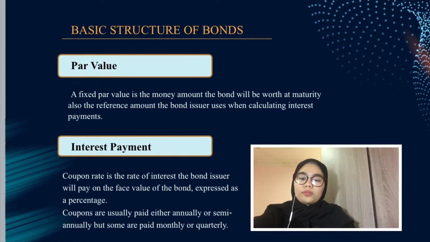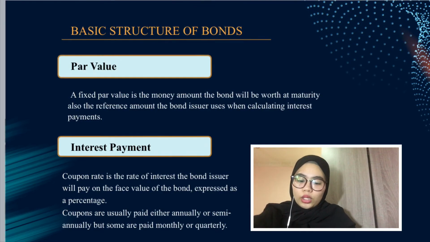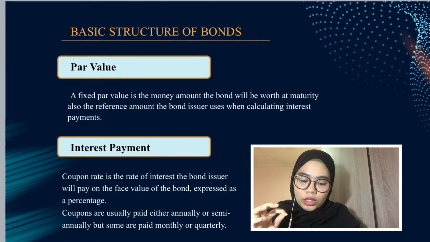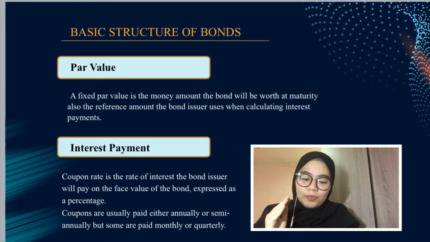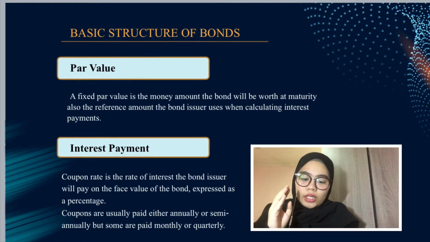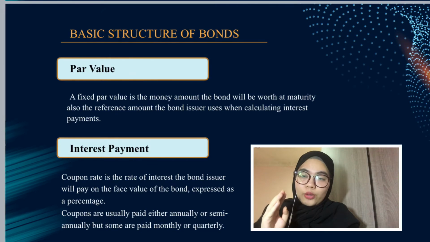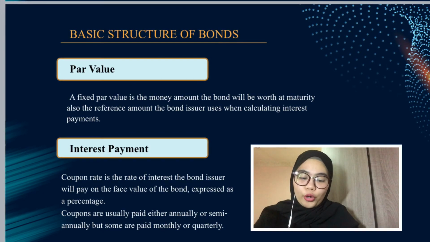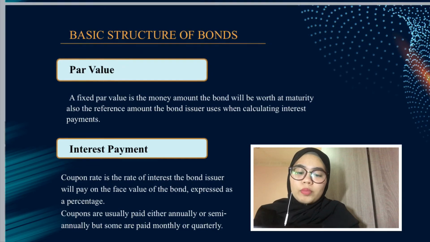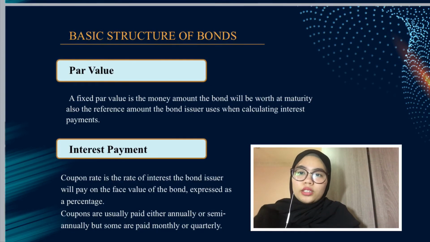The basic structure of bonds: the first one is par value. Par value is used for the calculation of interest payment, and it is a fixed value, which is 1,000, the amount the bond will be worth at maturity. The second one is interest payment, which is the coupon rate, the interest the bond issuer will pay on the face value of the bond, expressed as a percentage.